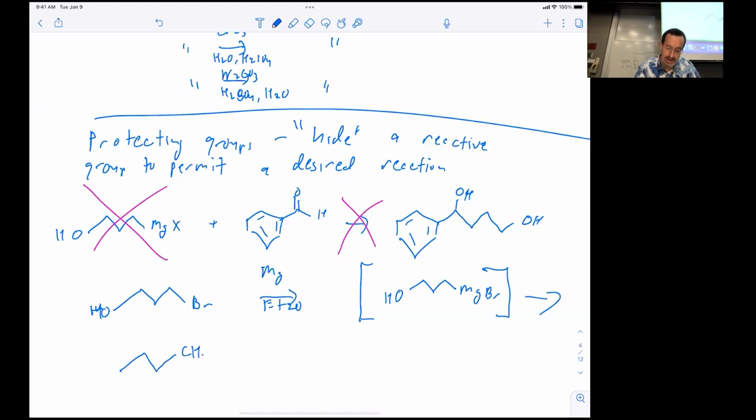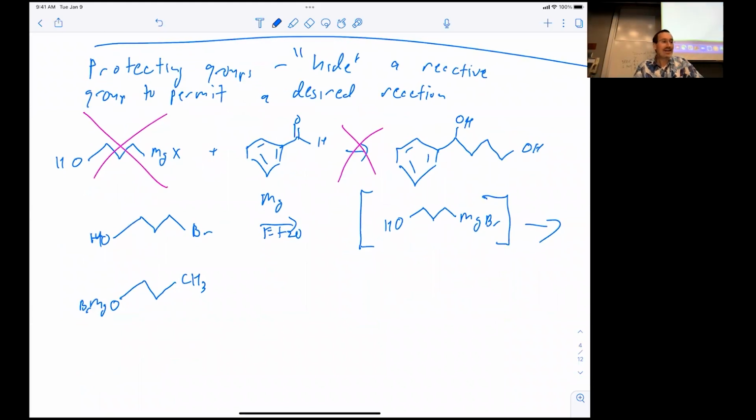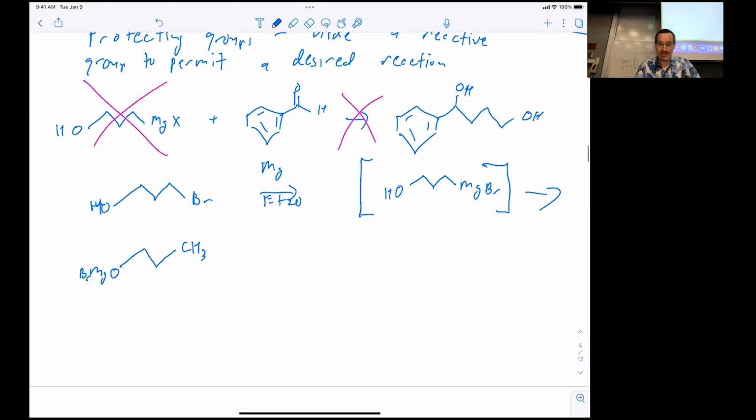I'll write the CH3 group explicitly to indicate the molecule has annihilated itself. And I would get the magnesium alkoxide. In other words, I can't make that Grignard reagent. I've got to do something to hide that alcohol so it doesn't get involved in this reaction.